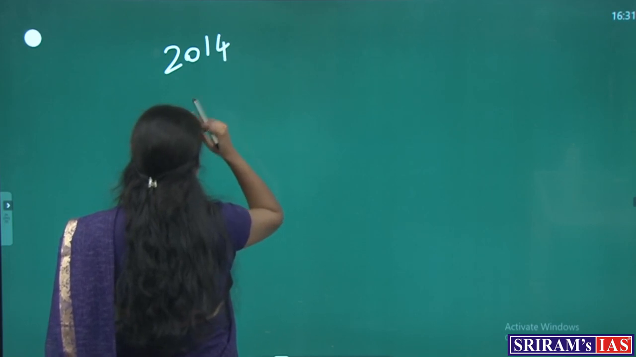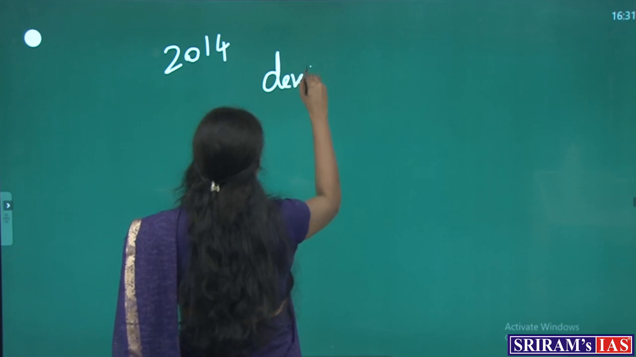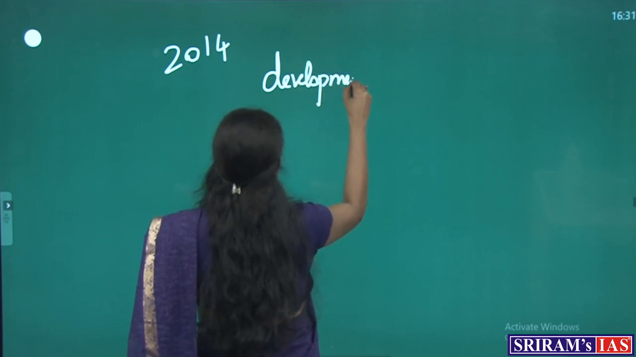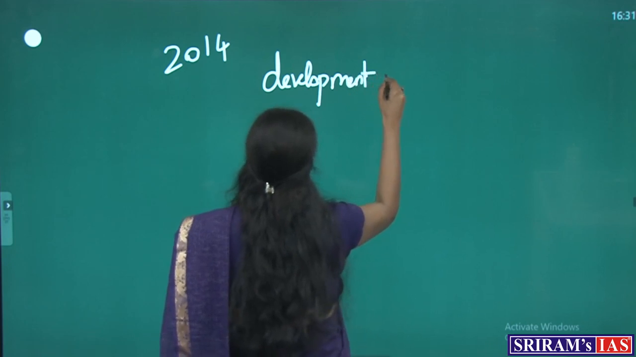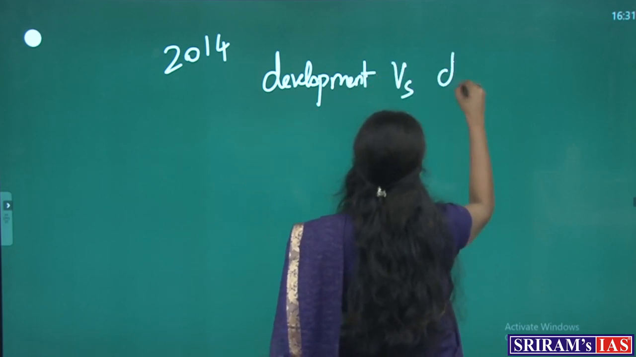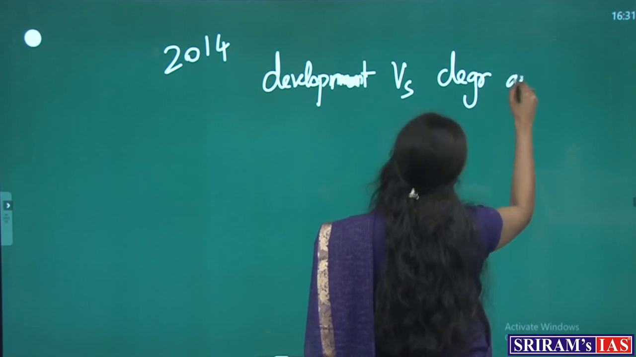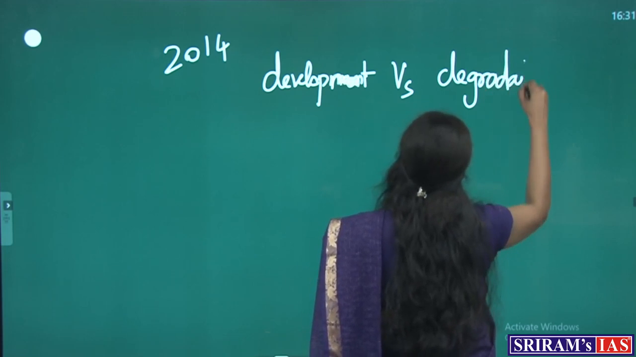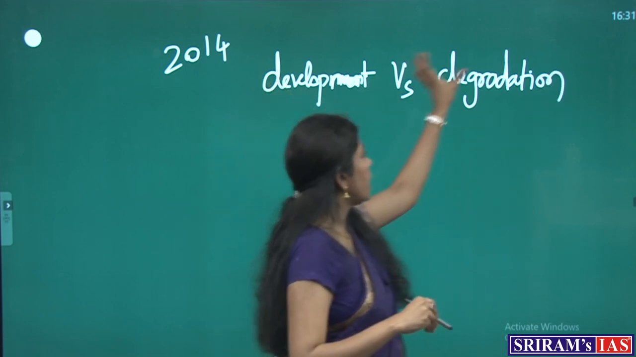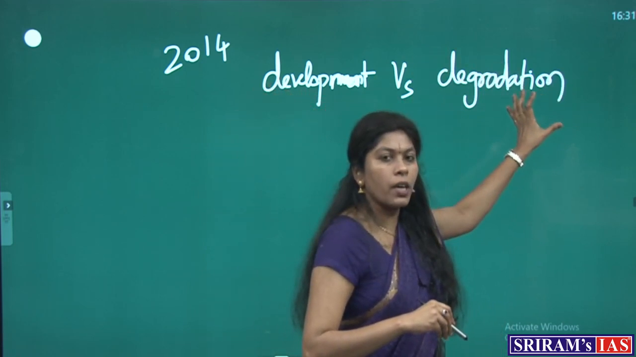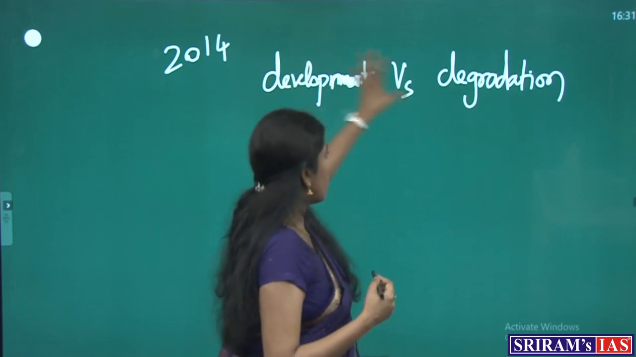The question was like this: development versus degradation. If a development is taking place, environmental degradation will happen. This is natural, it is how it is happening.